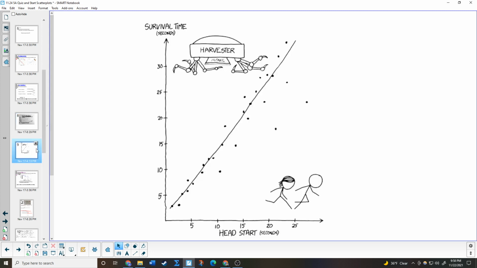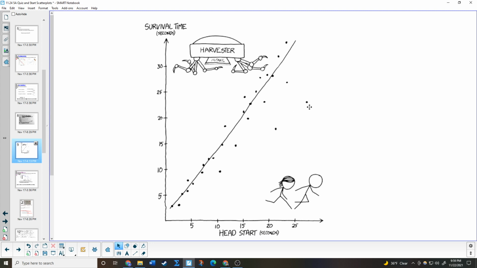Let's go ahead and look at this one. This one's a little bit morbid, but you can see we have a harvester here and some people running away. So it says the head start here on the x-axis with survival time on the y-axis. So each ordered pair, I would argue, is probably a different person. Low head start, low survival time, higher head start, much higher survival time. So this is a positive relationship.